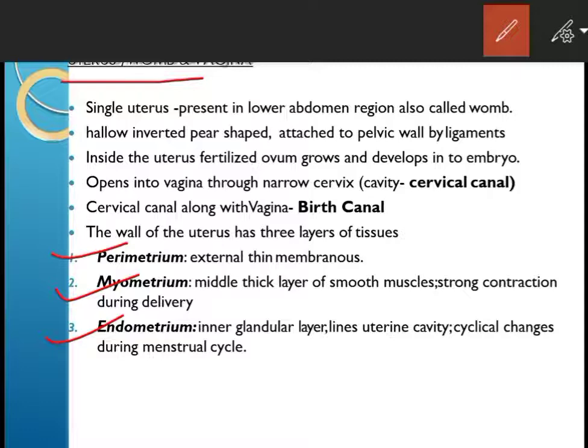Uterus receives the ovum from the fallopian tube, forms placenta for the development of fetus, and also expels the young one at the time of birth. Cervix is the narrow entrance of the uterus into the vagina. It has strongest sphincter in its wall and is normally blocked by a plug of mucus. The cavity of cervix is called cervical canal, which along with vagina forms the birth canal.